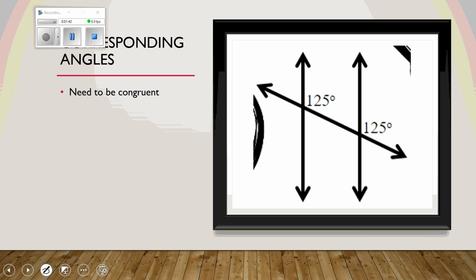Lastly, if corresponding angles are congruent, like right here, the 125 matches 125, and those two lines are going to be parallel. So line D is parallel to line E. These are the only four ways we know if something is parallel.